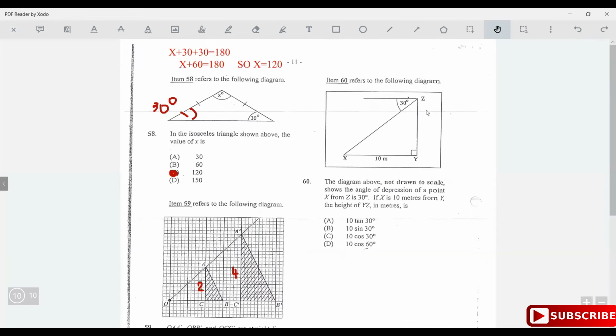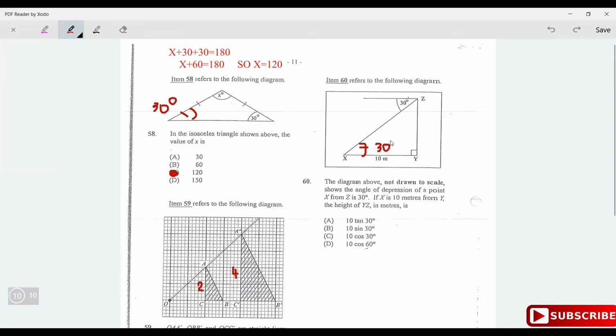All right, item 60, the last question. It says the diagram drawn above, not drawn to scale, shows an angle of depression of the point X from Z is 30 degrees. If X is 10 meters, what is the height of YZ? Now, if this is 30 degrees, Z angles are equal, and so this angle is 30 degrees.